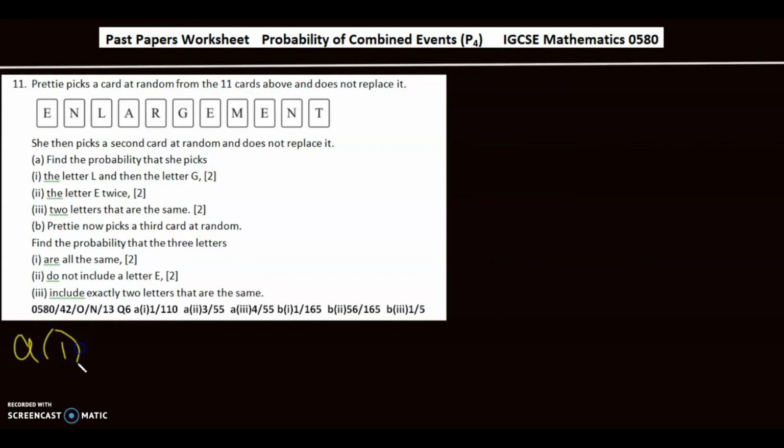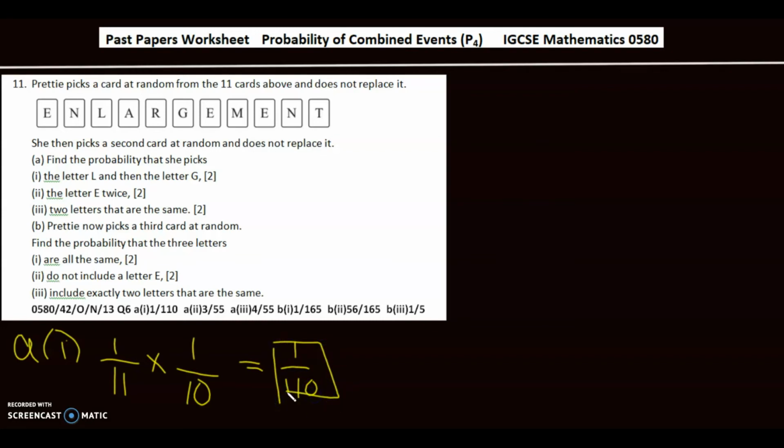So probability of getting letter L is, we have 1 letter L and total 11 cards, times, and then G. So how many G's do we have? We have 1 G again. So 1 upon 10, since it says without replacement. So the answer would be 1 upon 110.